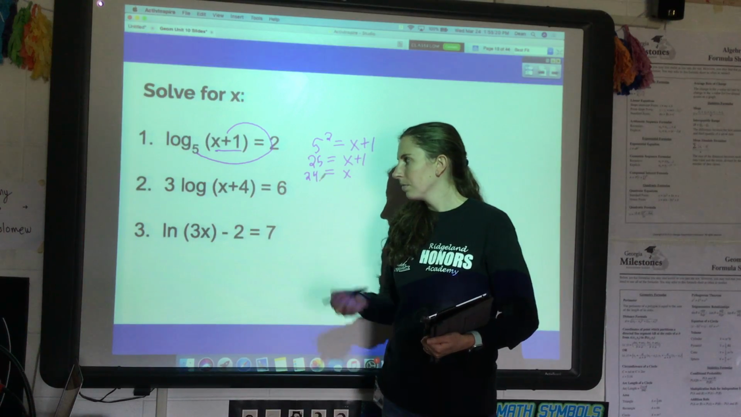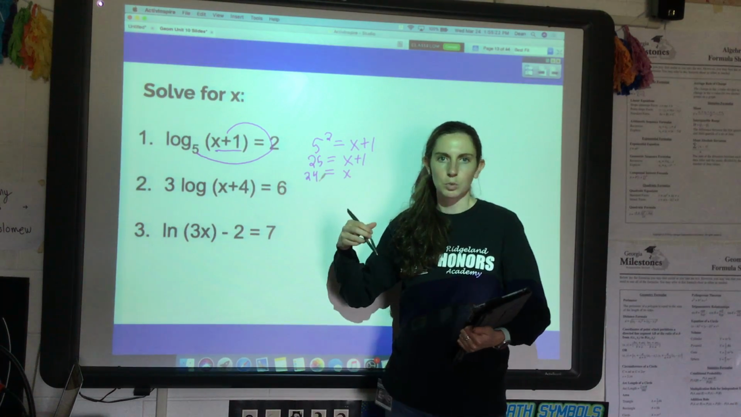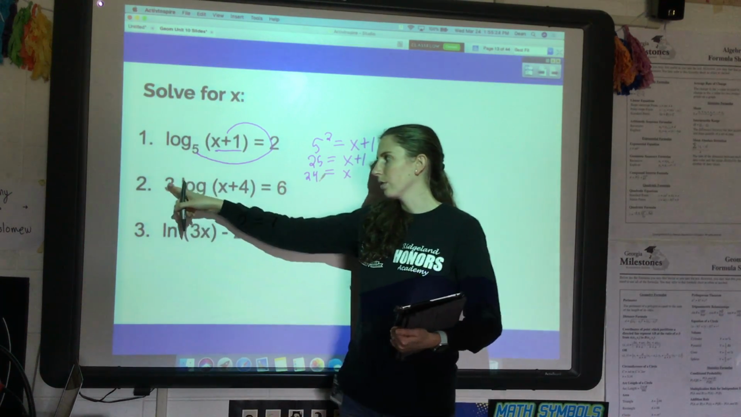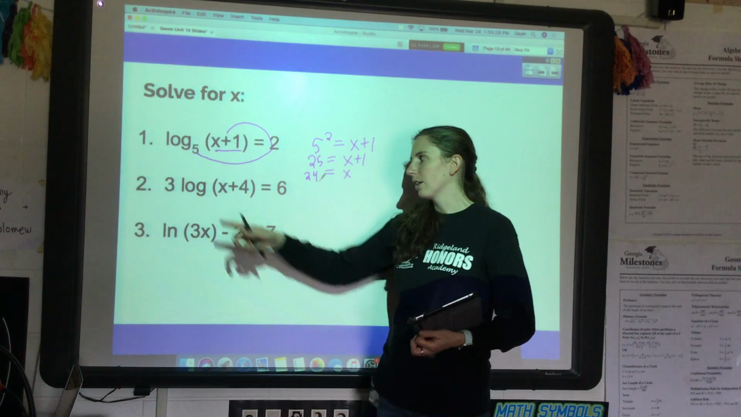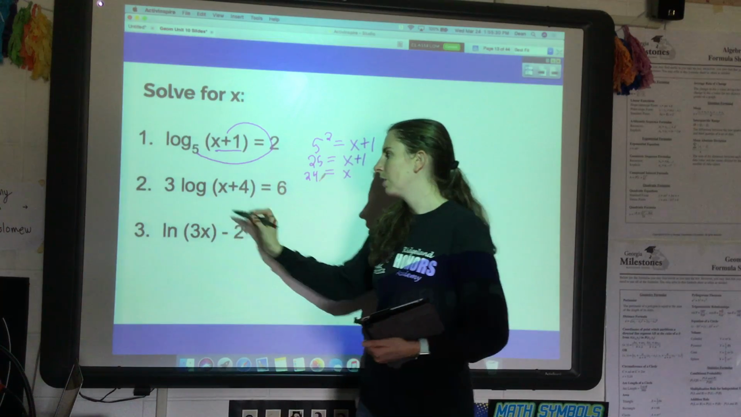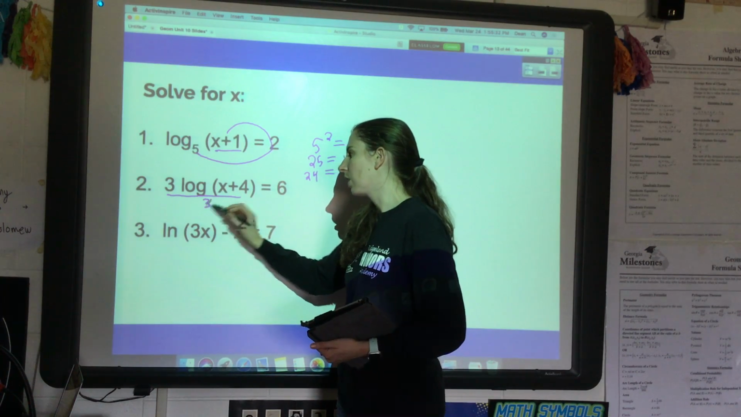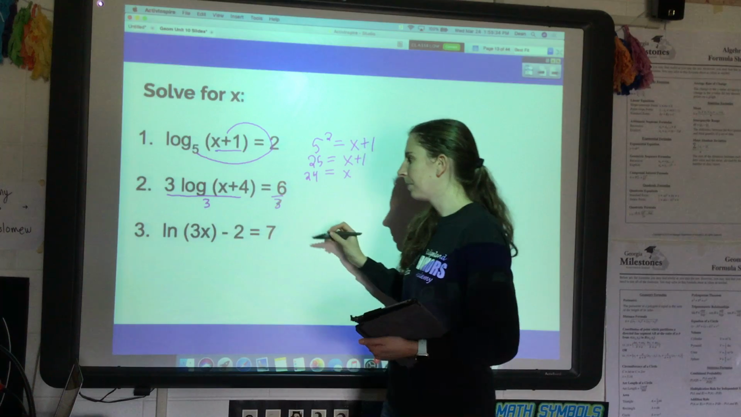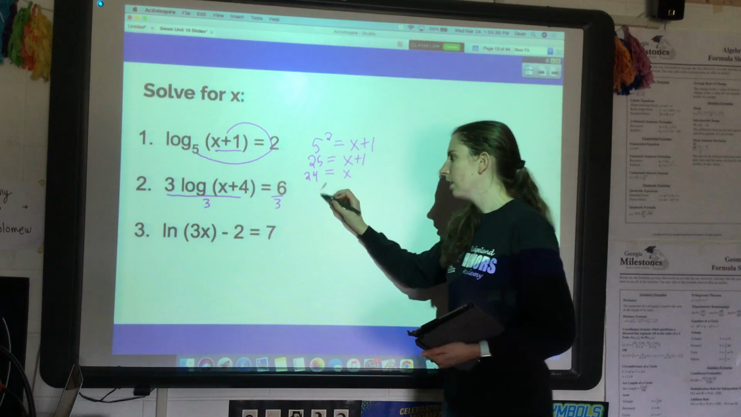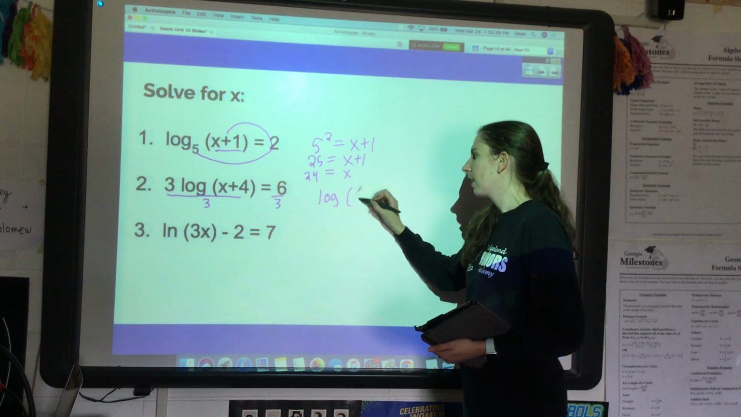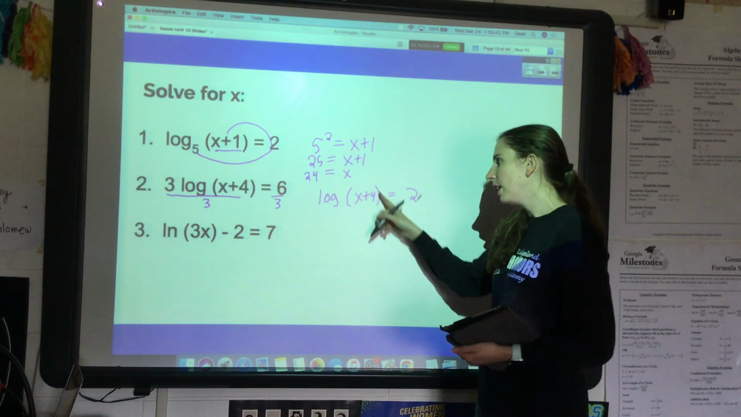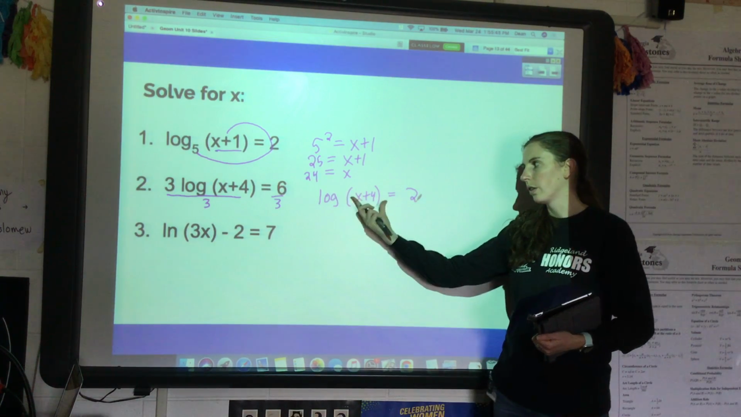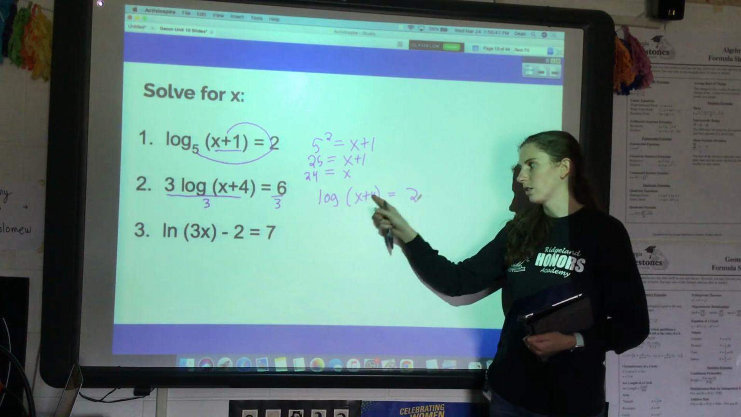On this one, before you start doing any sort of swirl, you need to actually deal with the 3. Order of operations applies here, and I need to get rid of that 3 first. So just like you normally do when you're solving, just divide both sides by 3. That leaves log of x plus 4 equals 2. You do need parentheses here so that I know the whole thing is in the logarithm, not just the x.